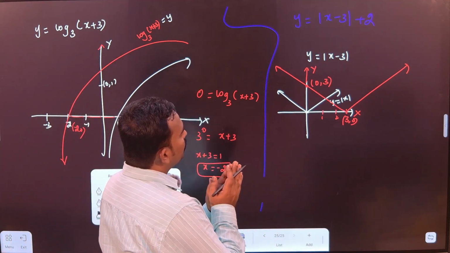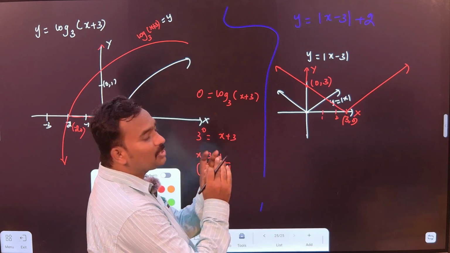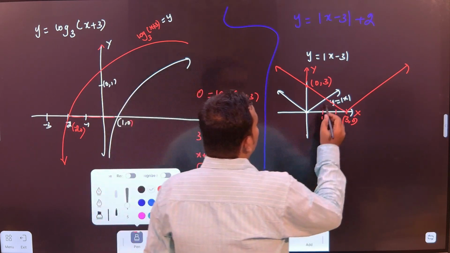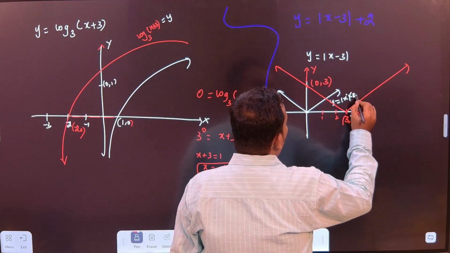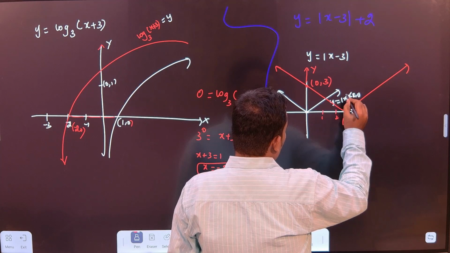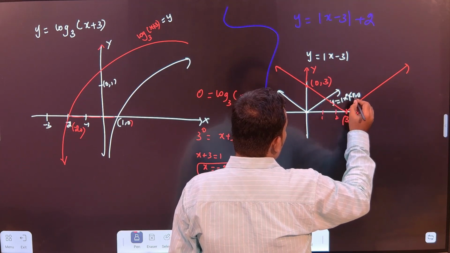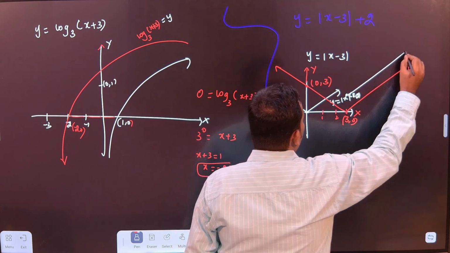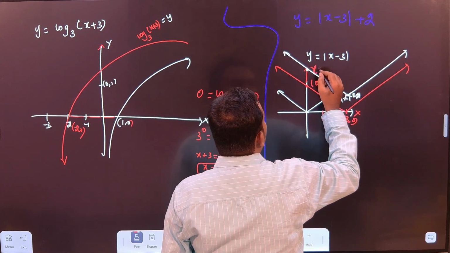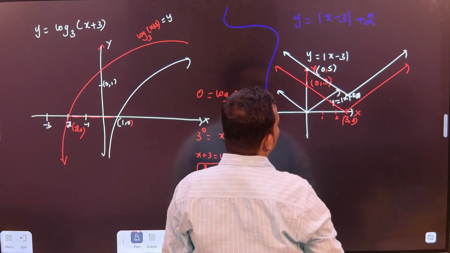Now you can add plus 2. That means you shift 2 units up. So you can see, let's take 3 comma 2 here. This is 3 comma 0, and 0 comma 3 is there. You shift 2 units up. This point is 0 comma 5. This is 3 comma 2.